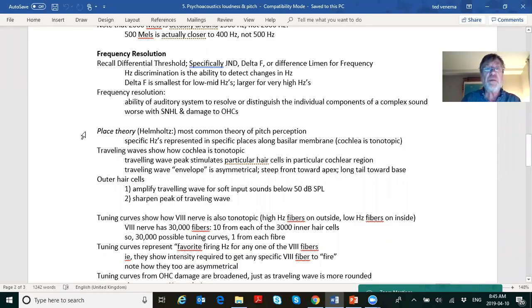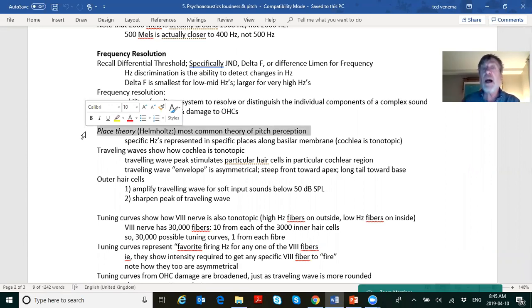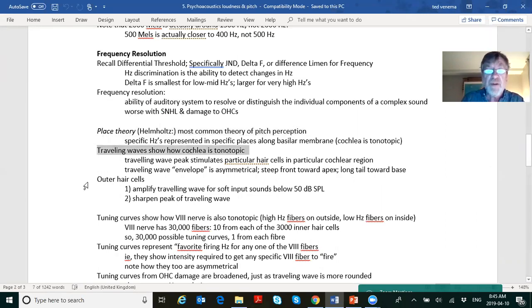And when you see this here, place theory. Helmholtz, he's the guy that discovered that the high-frequency hair cells are at the base and low-frequency hair cells are at the apex. And later on, von Bekesy showed about the traveling wave and how the traveling wave excites the high-frequency hair cells or the low-frequency hair cells. So he came later, okay? Traveling waves show how the cochlea is tonotopic. The traveling wave peak stimulates particular hair cells in some particular cochlear region.